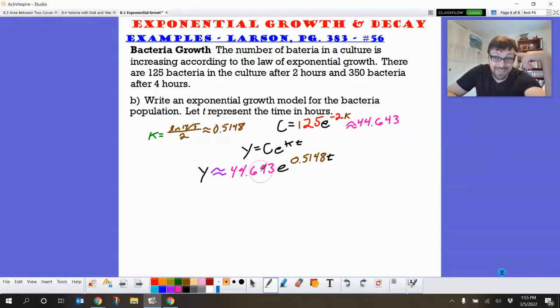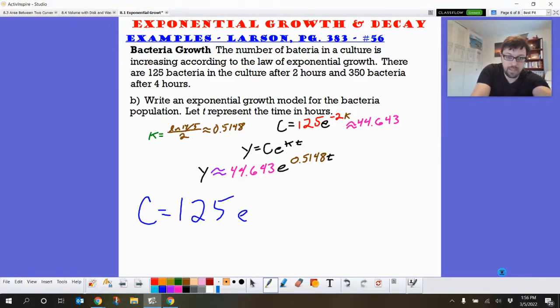However, it is kind of nice to be able to have a more precise version of this. So that's what we're going to play around with. So we've got our C value is all of this stuff, and our K value is this. So I'm looking to get a more precise C value. So let's just start by plugging in that exact K value into there rather than the decimal. So we get C is 125 e to the negative 2, and then our K value being the ln of 14 fifths over 2.